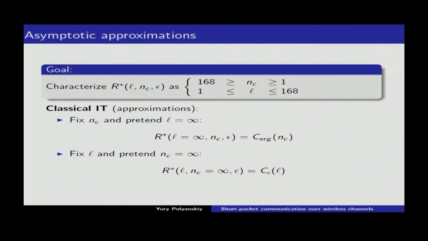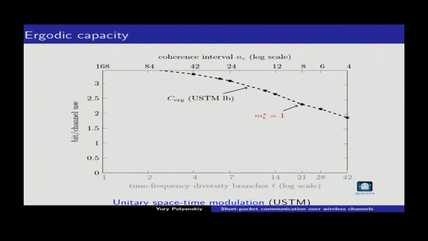He has two choices: either approximate the number of diversity branches as if it was infinite, and then he would get the ergodic capacity, which will be a function of the coherence length. The other approach is the outage capacity approach. He would say, okay, I'll pretend that the coherence time is infinite. Then you get some function, which is the outage capacity, of the number of diversity branches. So let's see how this plots.